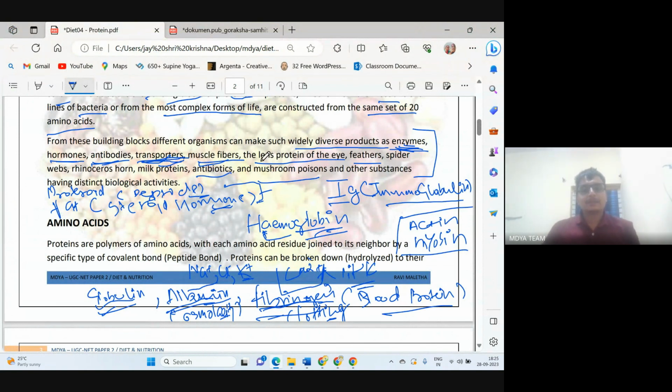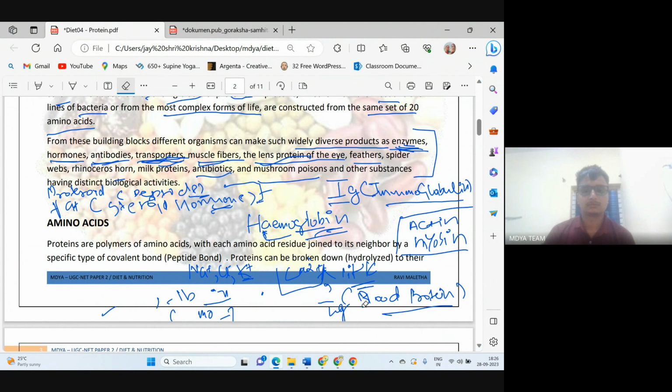Okay, next, lens protein of the eye is also made up of protein, as are feathers, spider webs, horn, milk proteins, antibiotics, and mushroom protein. All these are also proteins. But just write about these proteins: actin, myosin, globulin, albumin, fibrinogen. UGC can ask questions on these proteins. There are many things. Actually, it is not possible to add all these things in a slide. You don't remember everything in a single instant. So I will try to clear the maximum.